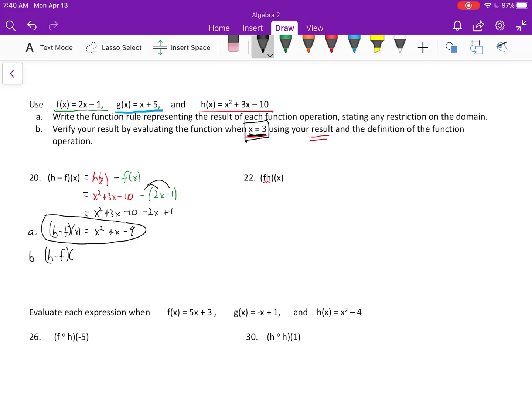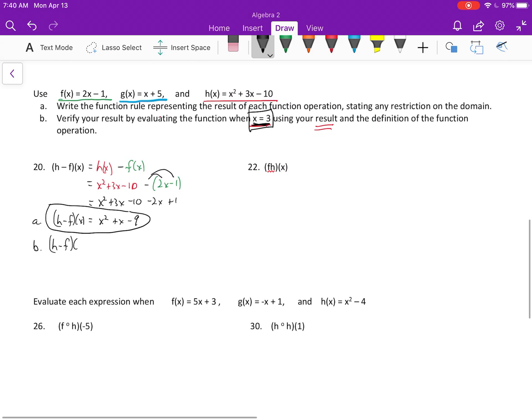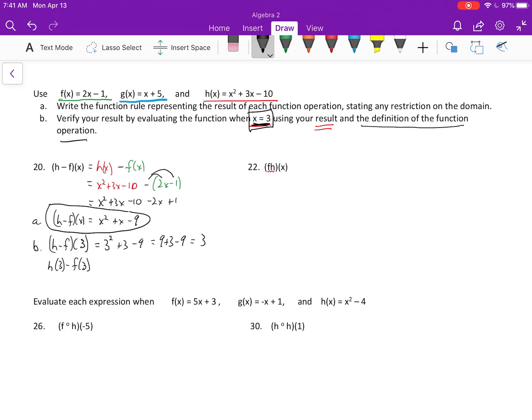Right, we're plugging in 3. I should have put 3 here. And this is going to be 3 squared plus 3 minus 9. Well, that's going to be 9 plus 3 minus 9, and that is 3. The second part of B is that we want to do h of 3 minus f of 3. That's what it means when you're going to evaluate the function, the second part, with the definition of the function operation.